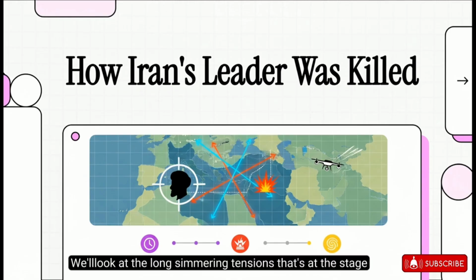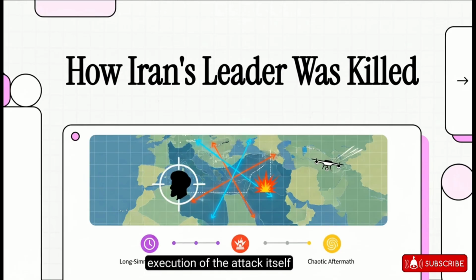We'll look at the long simmering tensions that set the stage, the moment-by-moment execution of the attack itself, and of course, the chaotic, dangerous aftermath that followed. All right, let's dive in.